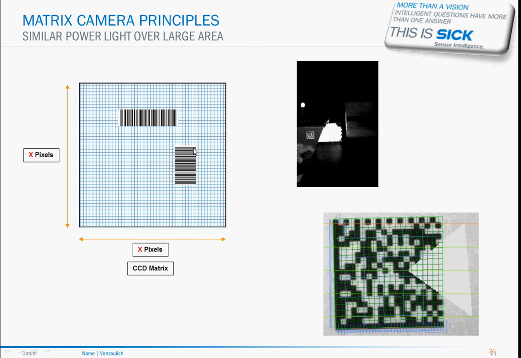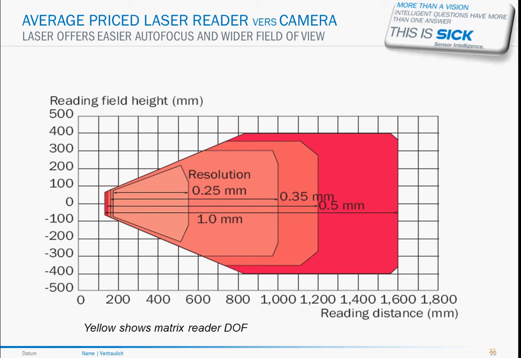I'm sure you're all aware of this, but the idea is we need to make sure that the dots or the pixels are covered by a dot of the barcode. So either the barcode, or you can see here a 2D code, needs to cover several pixels so that we can get a successful decode. And it's called a matrix for obvious reasons. We have a matrix of pixels.